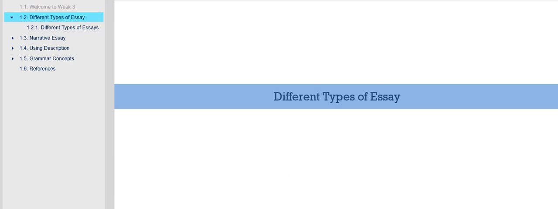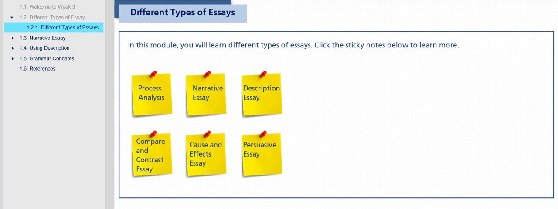Different types of essay. In this module, you will learn different types of essays. Click the sticky notes below to learn more. Process analysis.